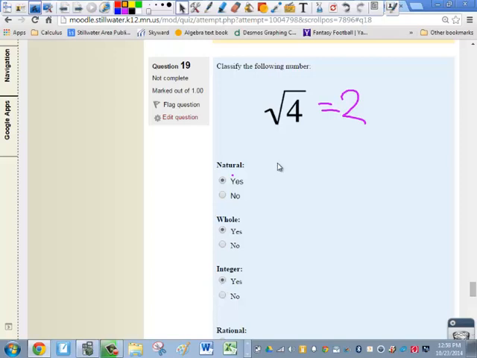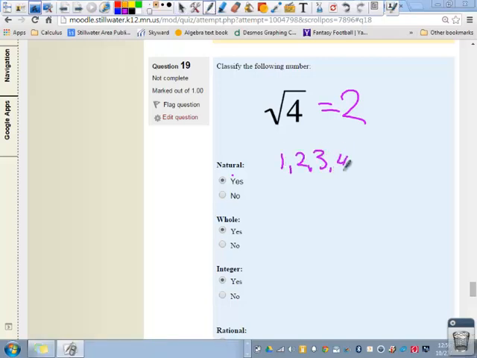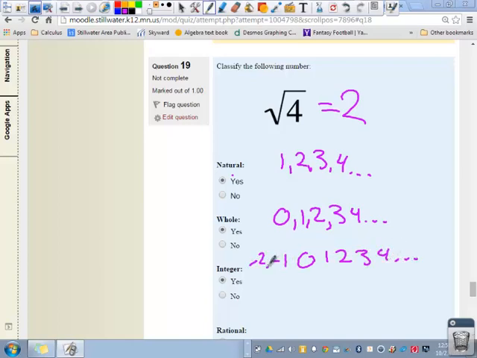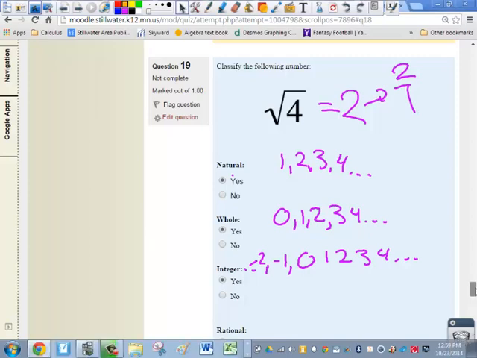Remember, natural numbers are 1, 2, 3, 4. Whole numbers are 0, 1, 2, 3, 4, etc. Integers are 0, 1, 2, 3, 4, etc. But also the negatives in there, etc. Rational. Can you put this as a rational number? You bet you can. You can make it into a fraction of 2 over 1. 2 over 1 is a fraction, so I just made it rational. So it's also rational.